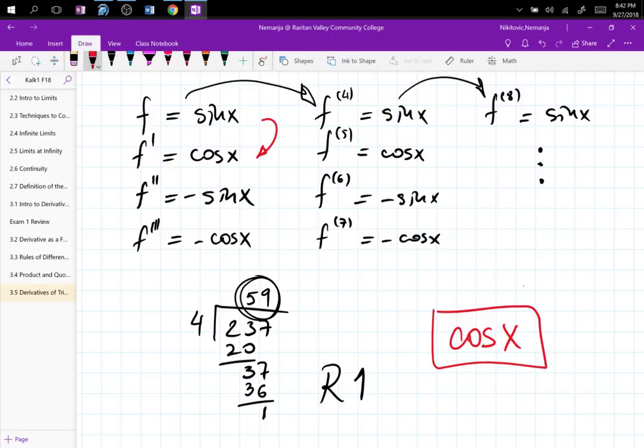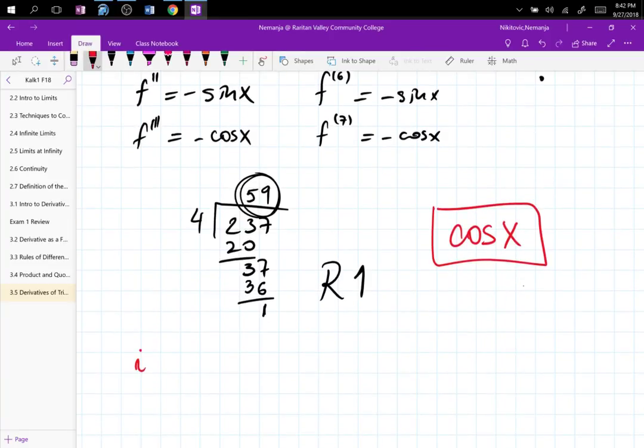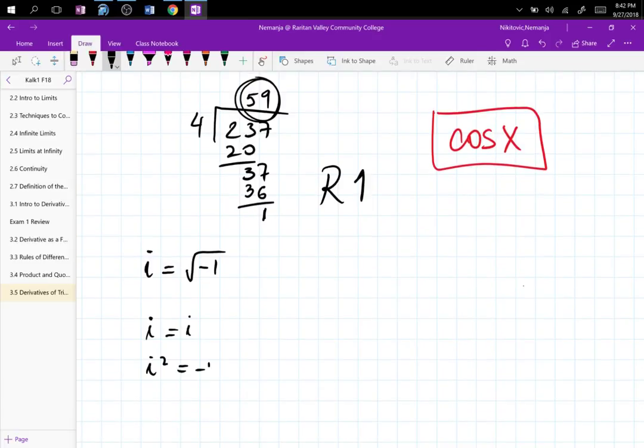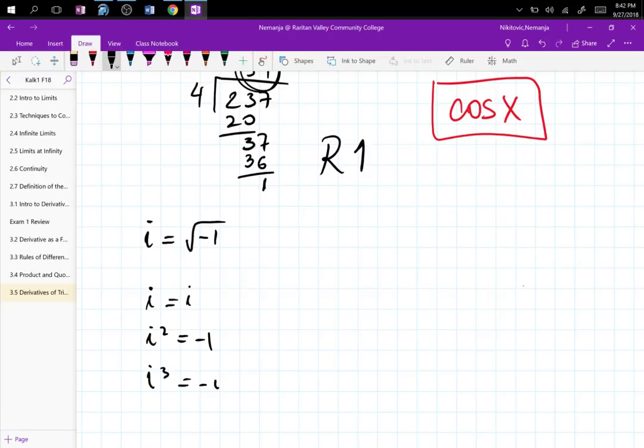Imaginary numbers, that i. If you remember, i was defined as the square root of negative 1. This definition doubled mathematics, by the way. It's very interesting. So now, i is equal to i, and then you have i squared, which is negative 1, and i cubed is negative i, and i to the fourth is 1, and then i to the fifth is i again, i to the sixth is negative 1, and you can see it's the same thing.